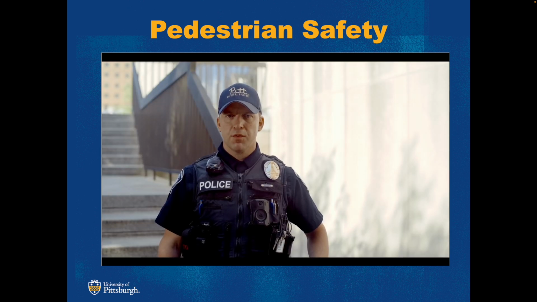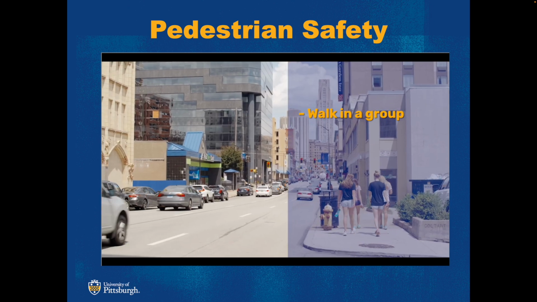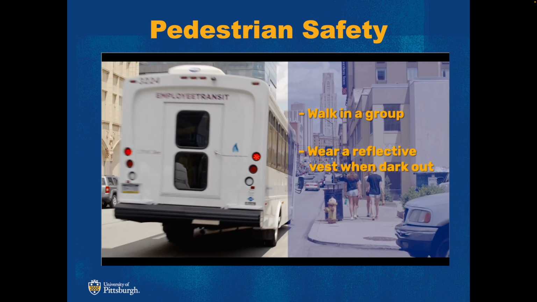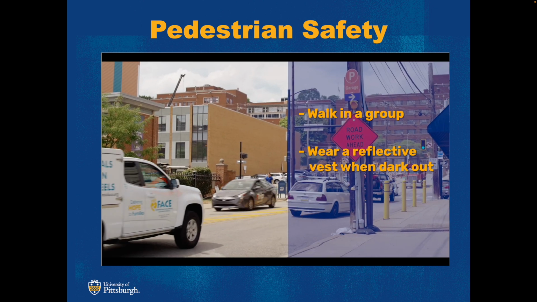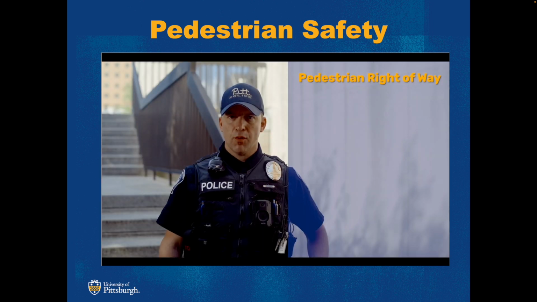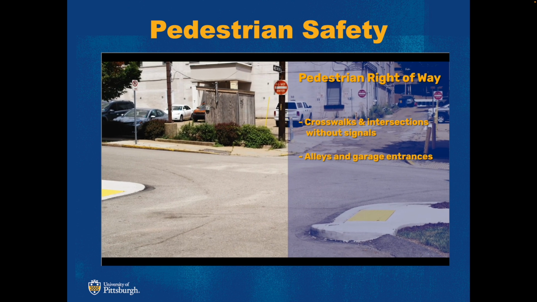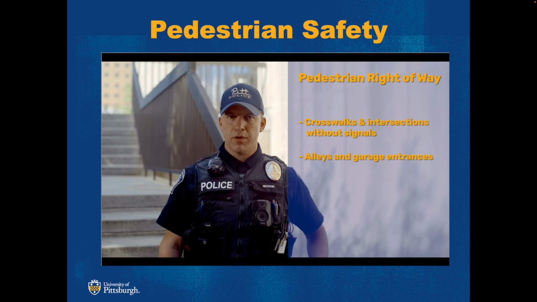Other general safety tips for pedestrians include walk in a group when possible. If you walk or run in Oakland in times of low light, wear a reflective vest or bright clothing so motorists can see you. As a pedestrian, you have the right of way at crosswalks and intersections where there are no traffic signals, such as an alley, building entrance, road, or driveway used by motorists.